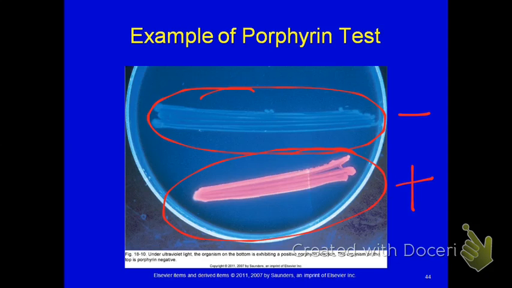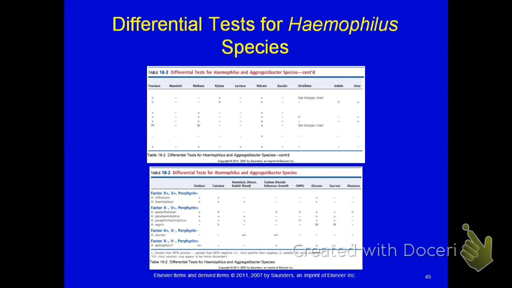Okay, so you have to study Table 18-2 in your book. This would be the differential test for other species of Hemophilus and Aggregatibacter. It will also tell you whether the organisms require the X factor only, the V factor only, or both. Take note that this table is also very important because it will tell us which species of Hemophilus are hemolytic or not. Obviously, Hemophilus hemolyticus is hemolytic. So you have to study this table. Very important for identification.